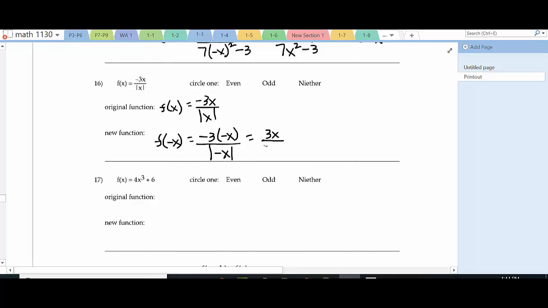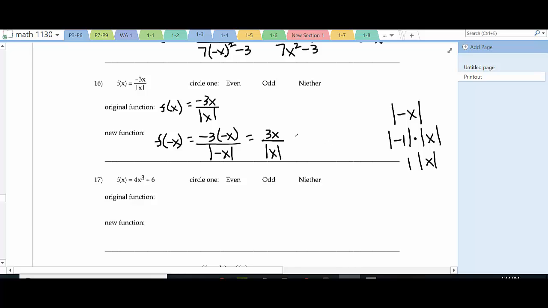Now, it's still an absolute value. You cannot take that out of absolute value. It's just saying, what happens if you have the absolute value of negative x, it really means this. And that's just 1 times absolute value of x. That's how you treat an absolute value of a negative number.